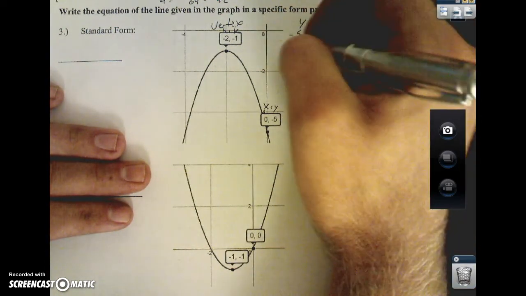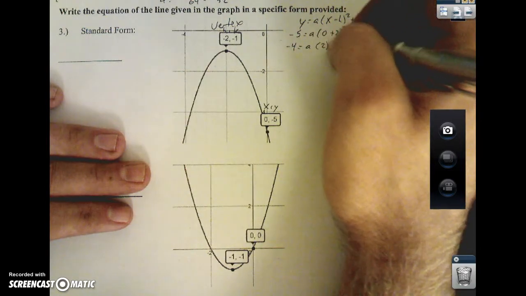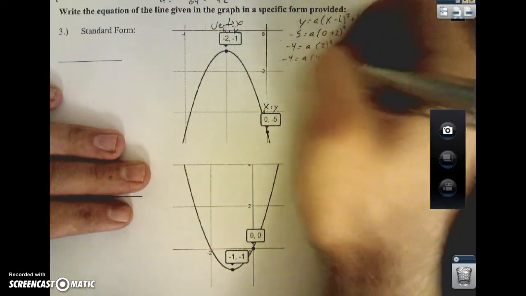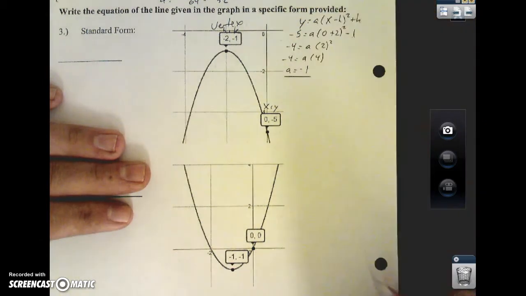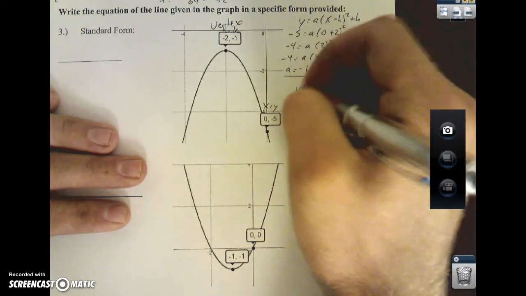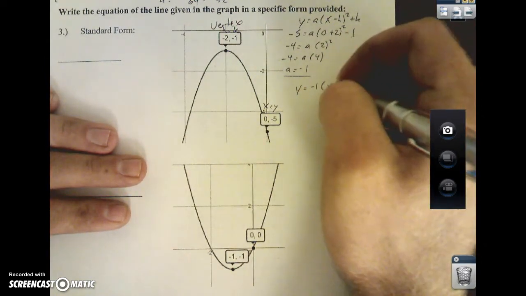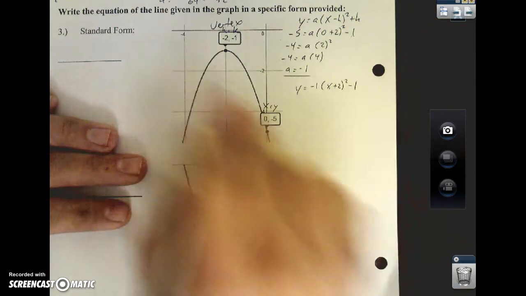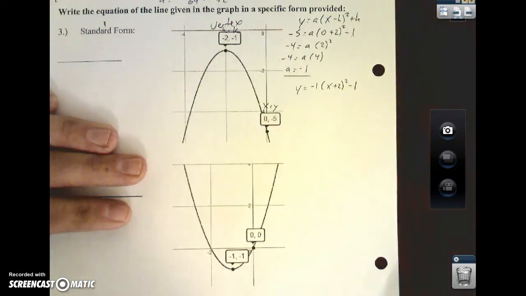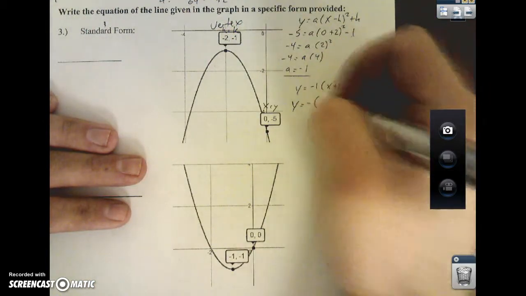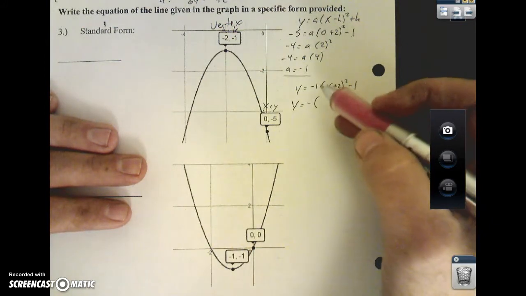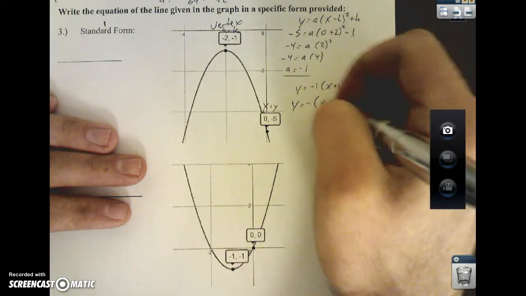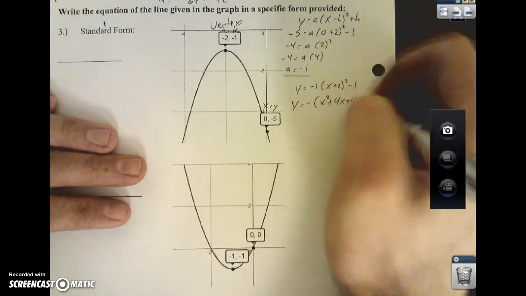Add the 1 over. -4 equals A times 2 squared. 2 squared is 4. Divide both sides by 4. A equals -1. Now when I plug this back in, Y equals -1 times (X plus 2) squared minus 1. And they want this one in standard form. So, boiling it out again, Y equals negative, letting that negative chill out front. Please don't be alarmed that I dropped the 1 because I don't need to write the -1 there. When I FOIL this out, I get X squared plus 4X plus 4, minus 1.